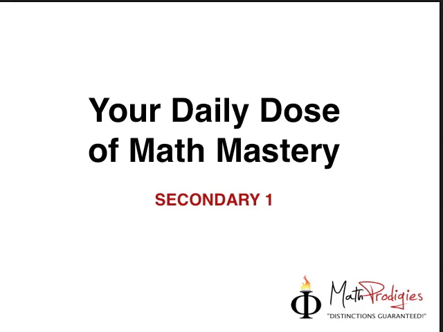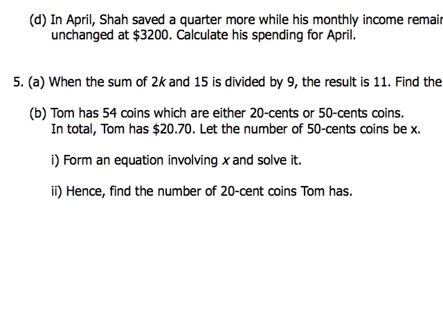The question is actually pretty simple, which is why I sound pretty happy. Okay, so let's take a look at the question immediately. The question says this: when the sum of 2k and 15 is divided by 9, the result is 11. Find the value of k.